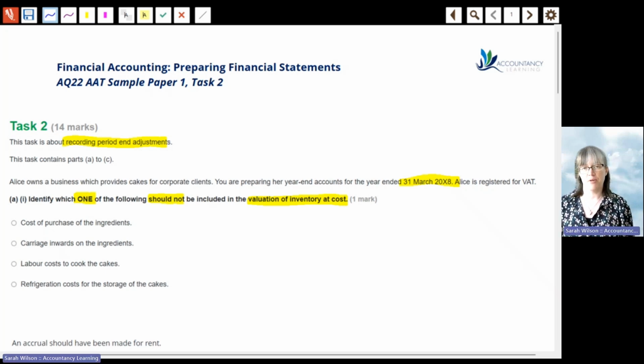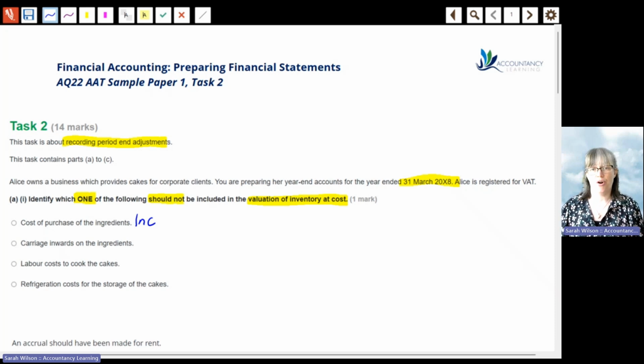So when we're thinking about the valuation of inventory at cost, we're thinking about all of those costs that have gone into making that product. So let's go through each one and decide whether it should or should not be included. Cost of purchasing the ingredients. So in order to make a cake, we have to have ingredients. Without those ingredients, we wouldn't be able to make the cake. So therefore, we should include that in the cost.